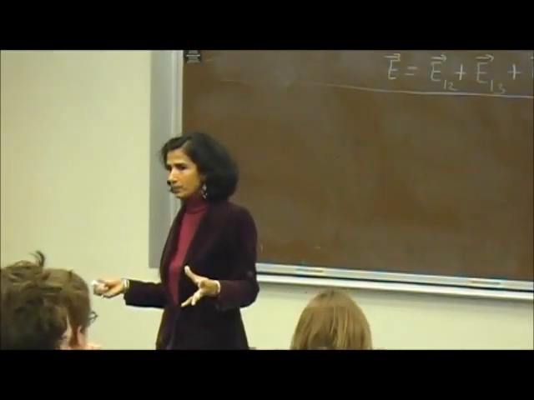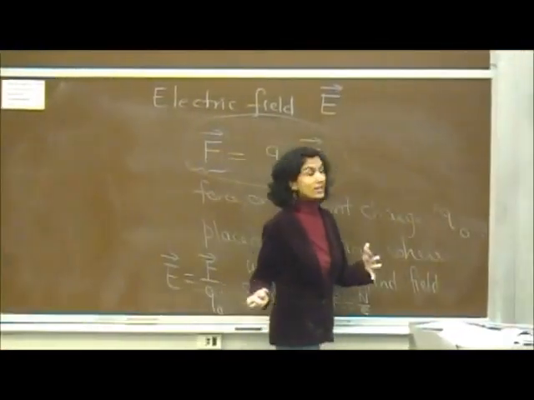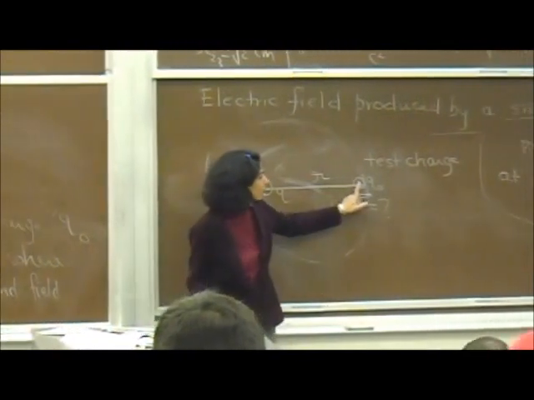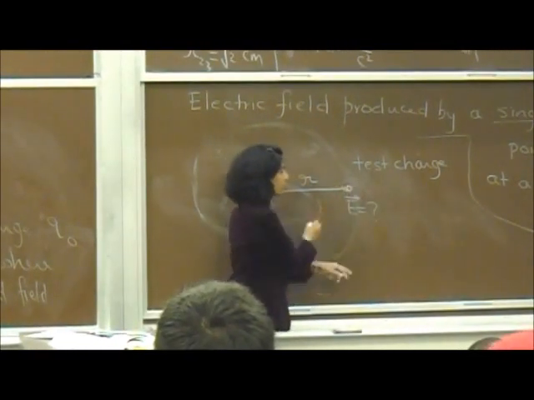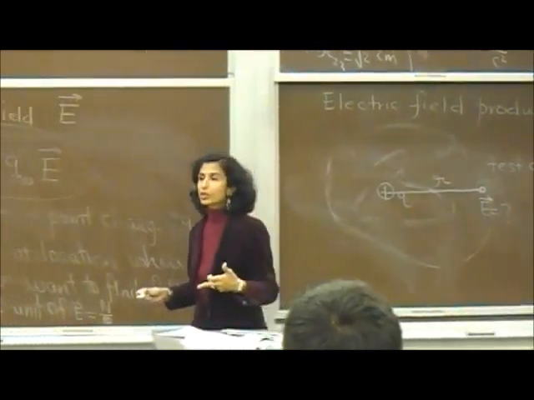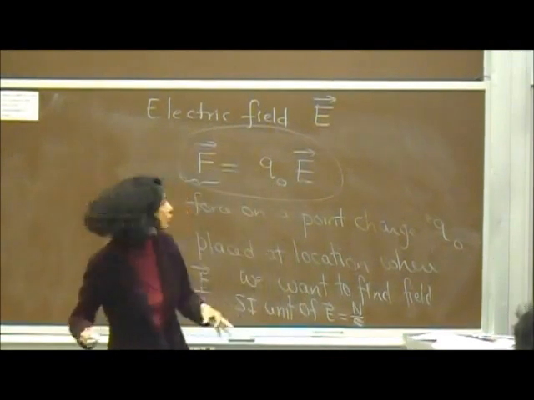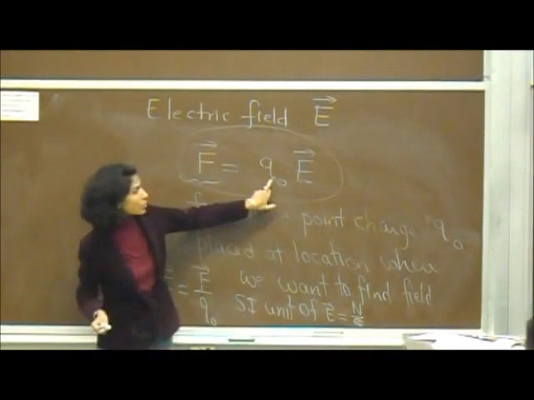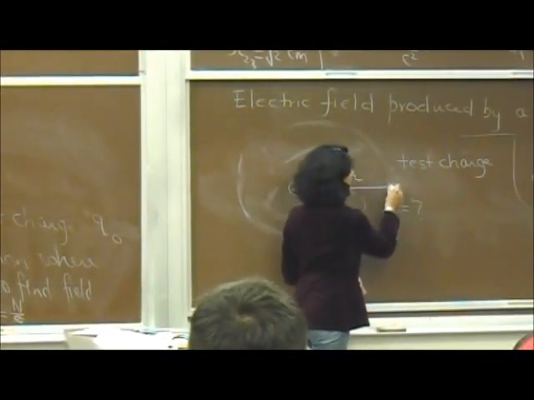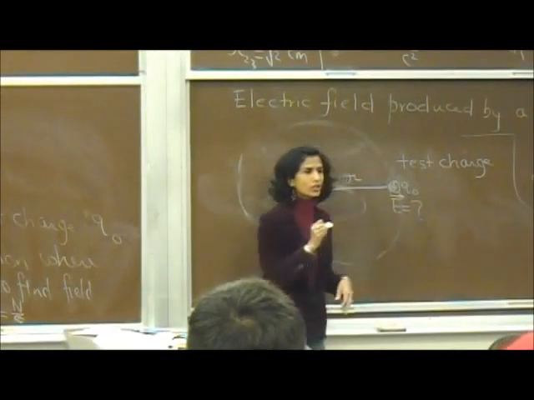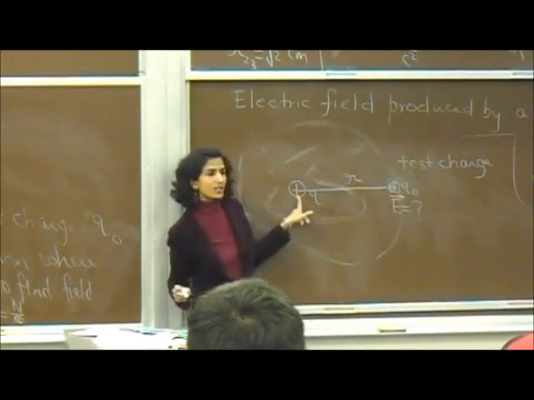So the point is, what question are we first trying to answer? We are trying to answer this question: what would be the direction of the field produced by this charge Q at this location? And then we will tackle the question of its magnitude. One trick we can use is to bring some charge at this location, and if we bring, let's say, a positive test charge at this location, which way will the force be on this positive test charge due to this positive charge?